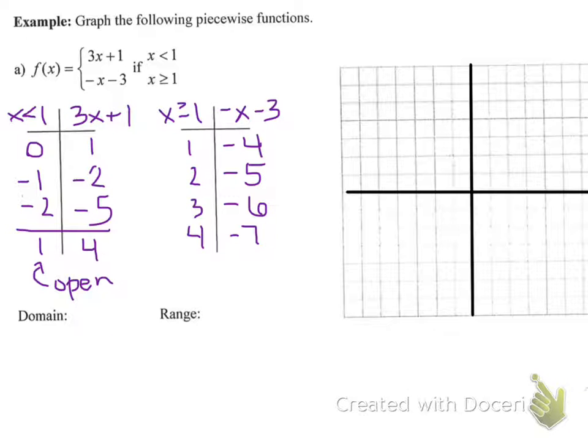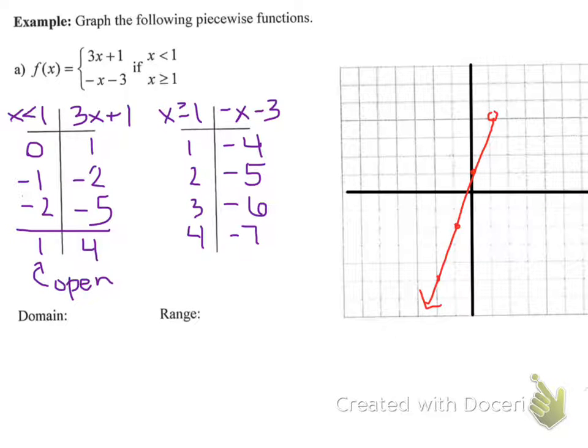So let's start with the left-hand side. So 1, 4 is my open dot. I have 0, 1. I have negative 1, negative 2, and negative 2, negative 5. And I'm going to connect this going to the left because that's how my x values will continue on the t-chart. They'll keep getting smaller and smaller.